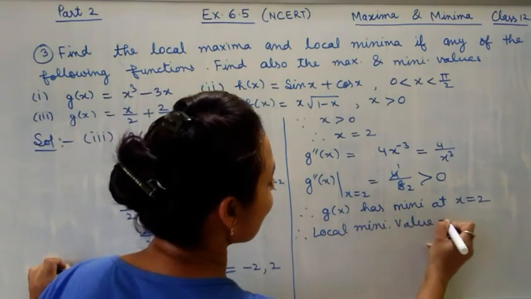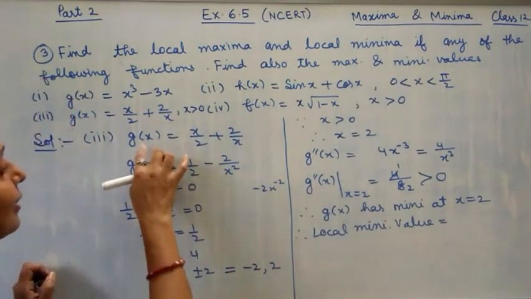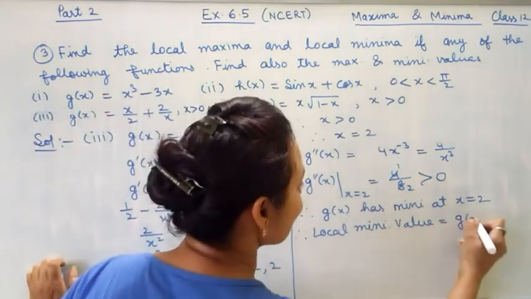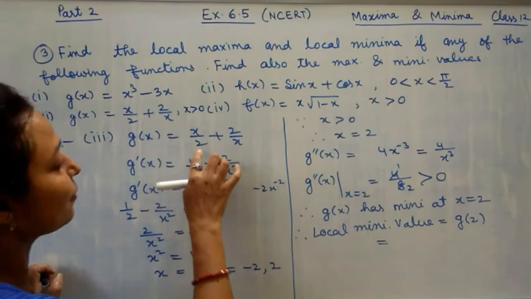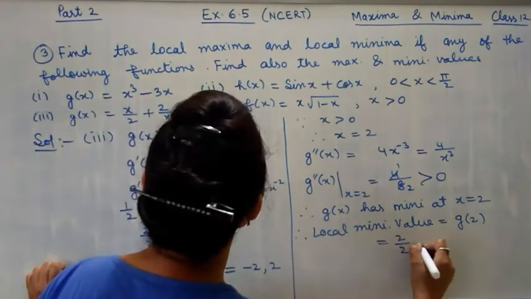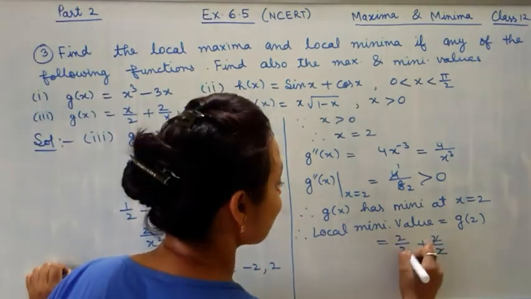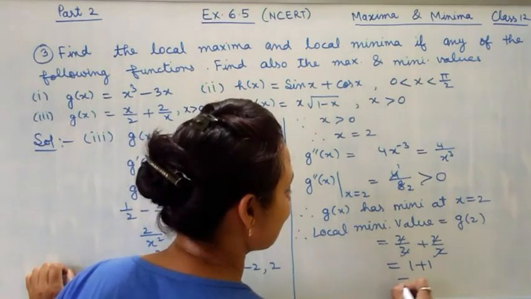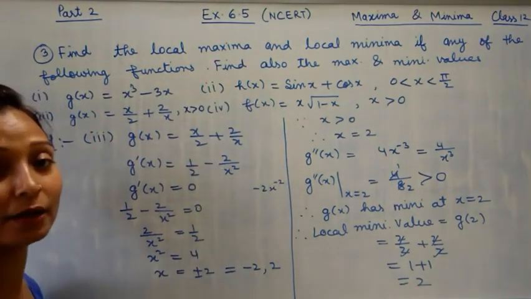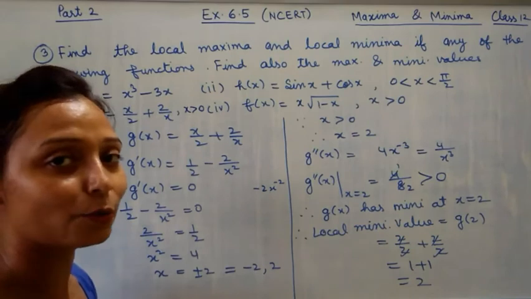What is the value? You have to put 2 in this function, g of 2. Only substitute the value of x, that is 2 upon 2 plus 2 upon 2. After cancellation we get 1 plus 1, that is 2. So it is very simple to find the local maxima and local minima.